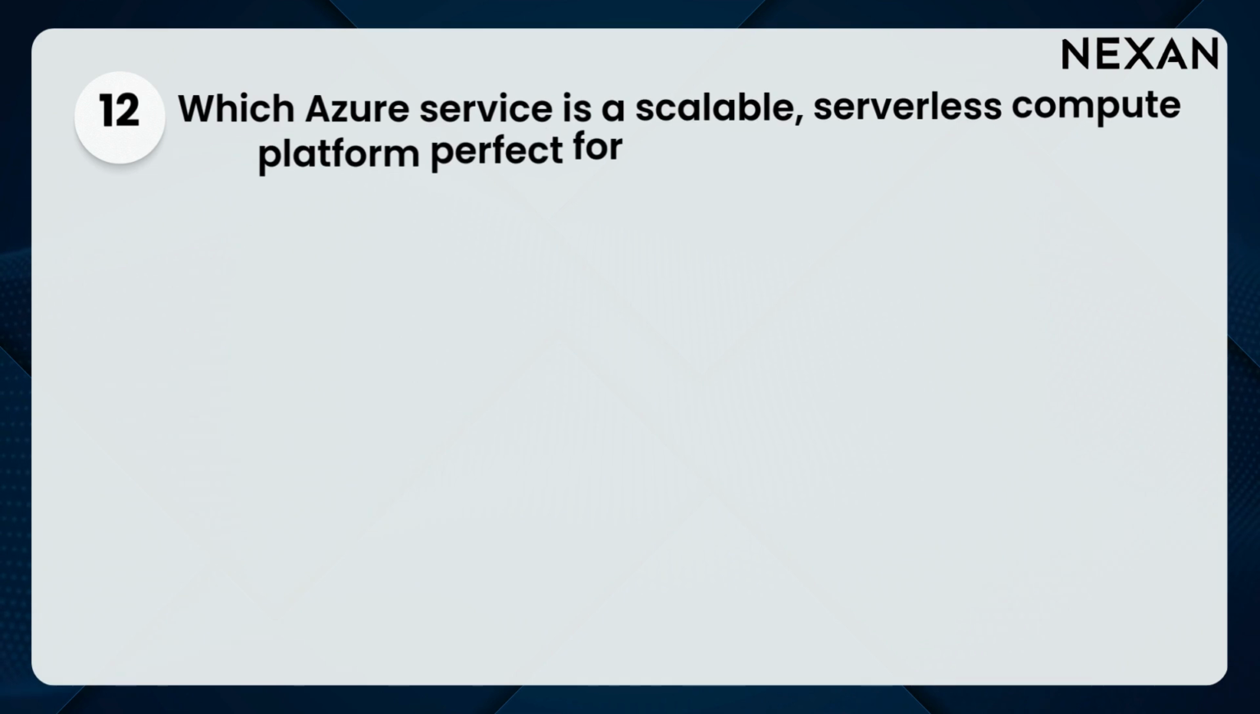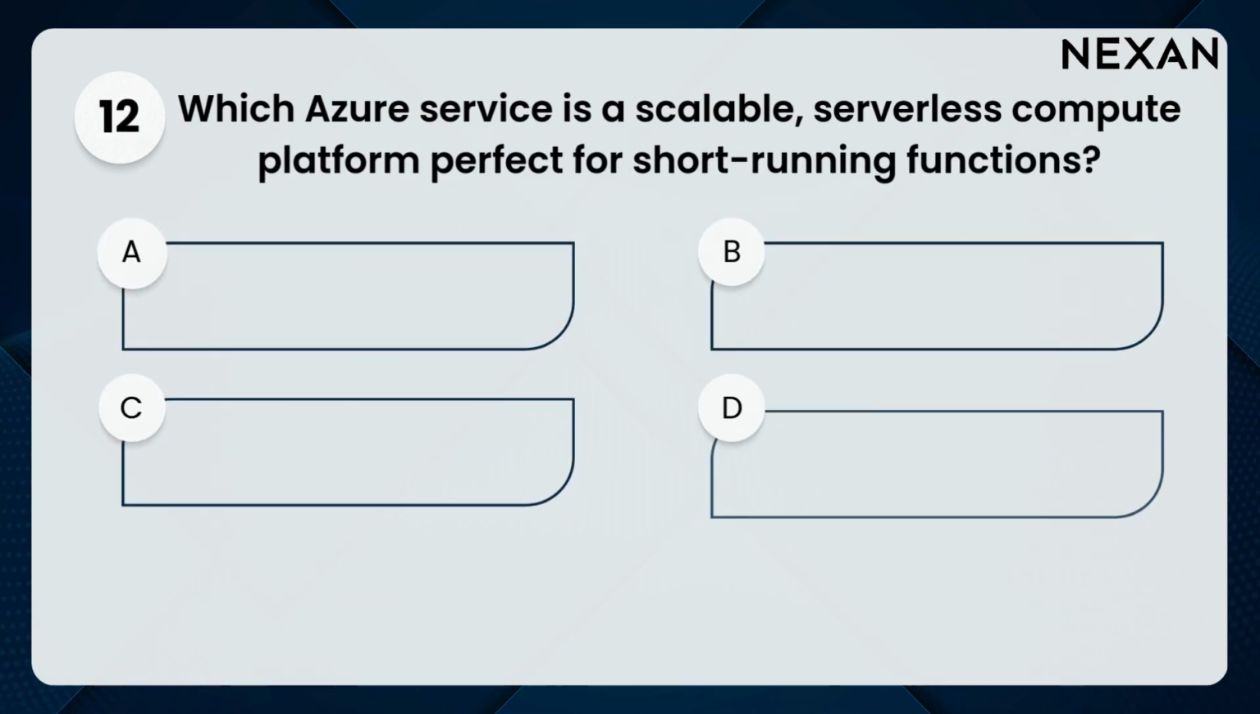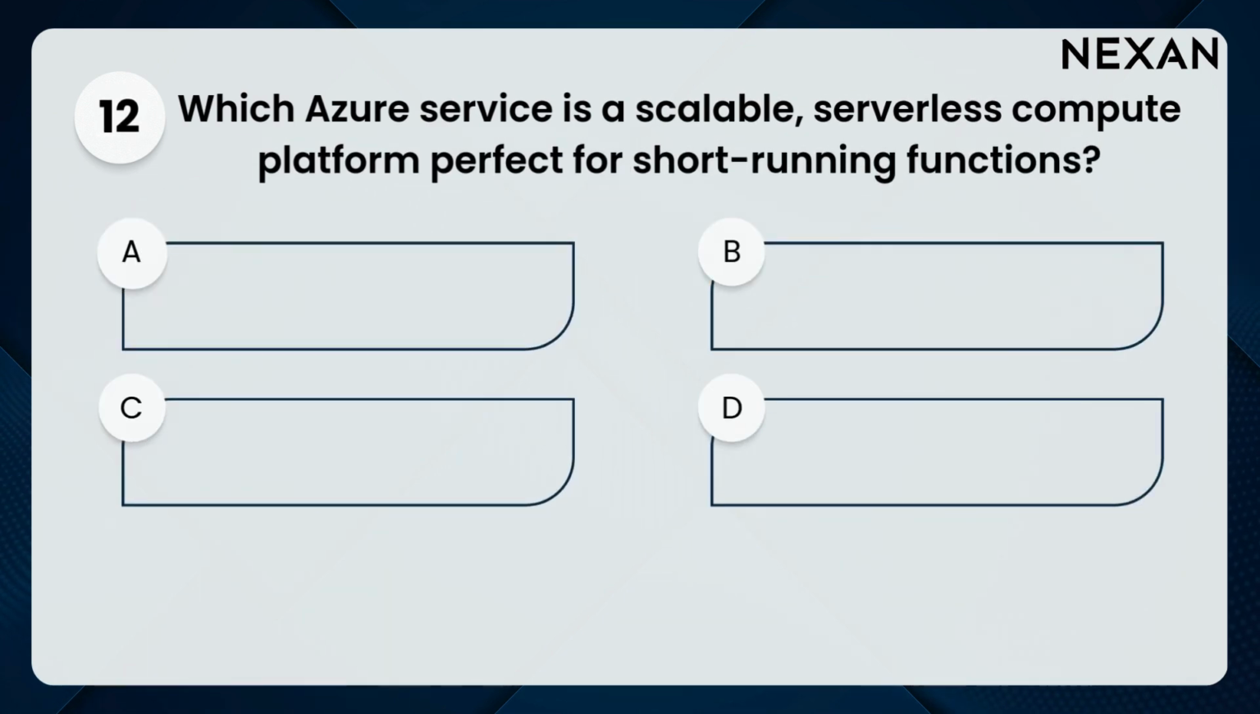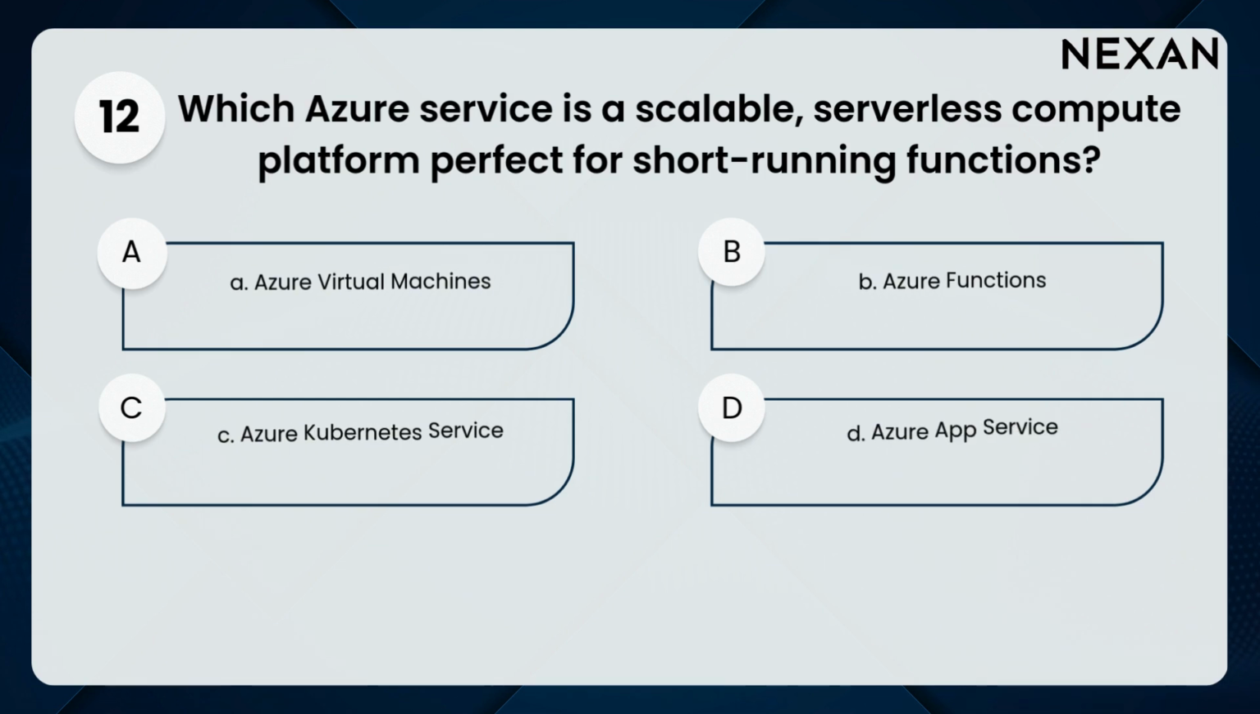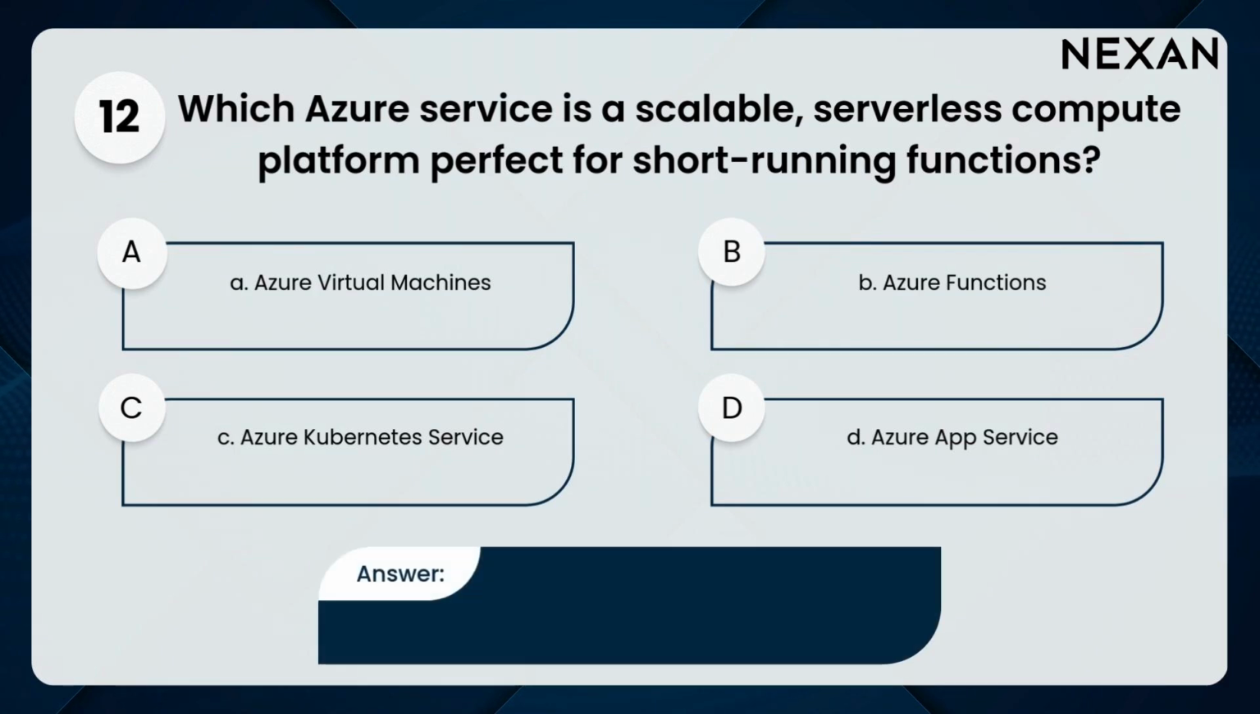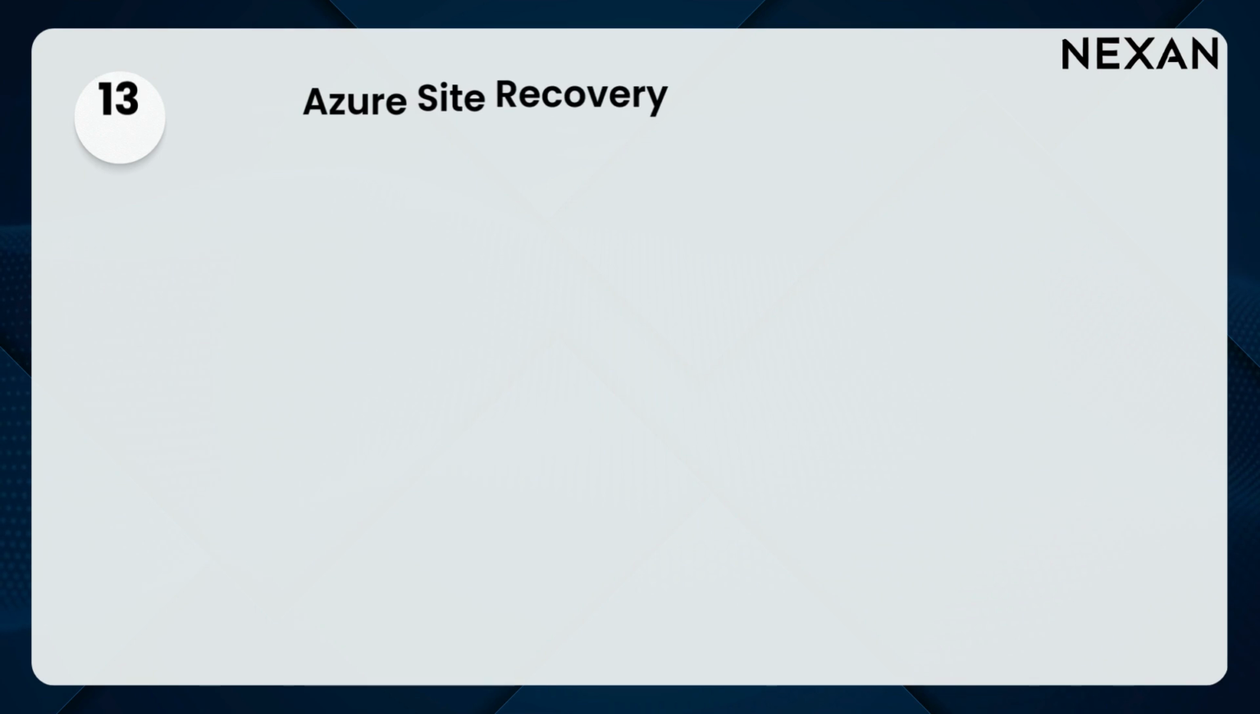12. Which Azure service is a scalable, serverless compute platform perfect for short-running functions? A. Azure Virtual Machines. B. Azure Functions. C. Azure Kubernetes Service. D. Azure App Service. Answer: B. Azure Functions.